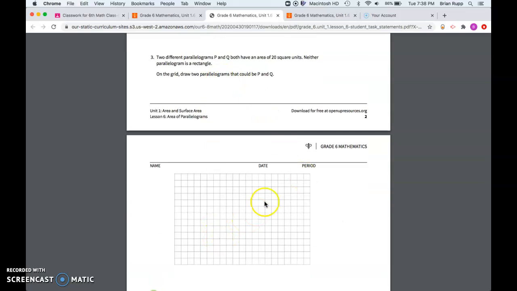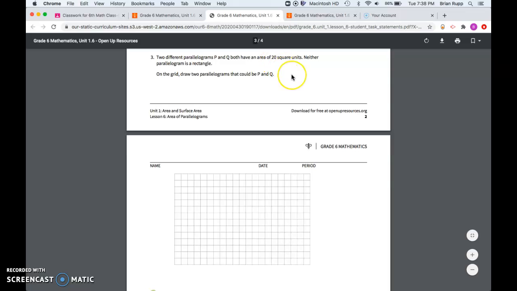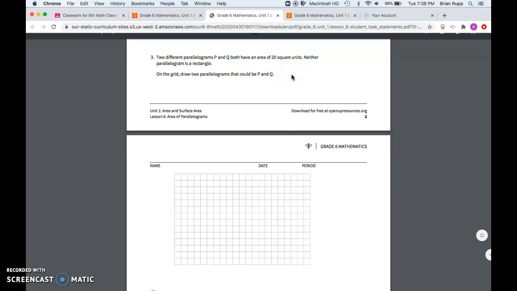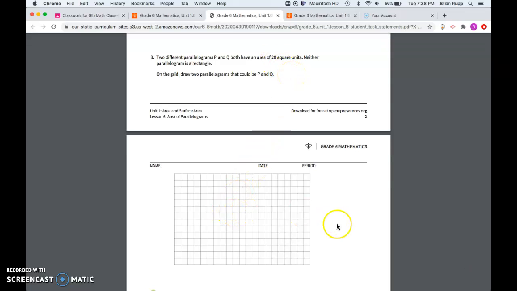Number 3 also uses this grid right here. You need to draw two parallelograms that are not rectangles with areas of 20 square units. So use this area to do that.